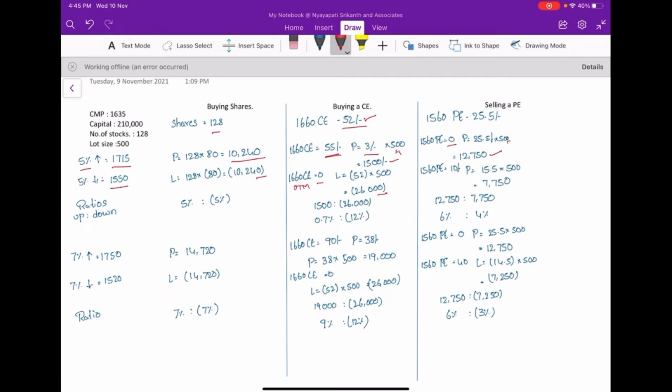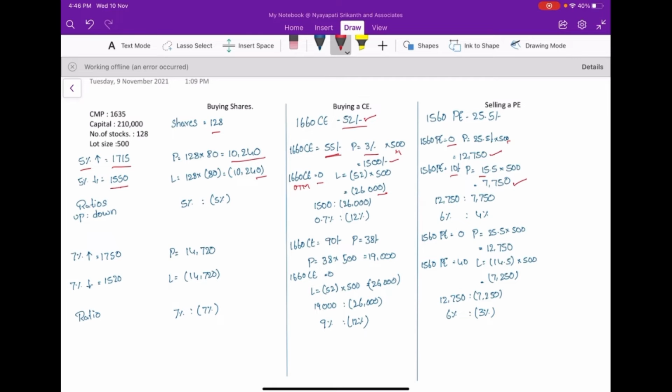And the 1560 put option will become an in the money put option, and it expires at 10 rupees. As we sold at 25.5 rupees, and we are buying now at 10 rupees, the difference is 15.5, which is our profit. See here, even though the price moved downwards, even though your view is wrong, in this put option you are making some profit. That is around 7,750 rupees.